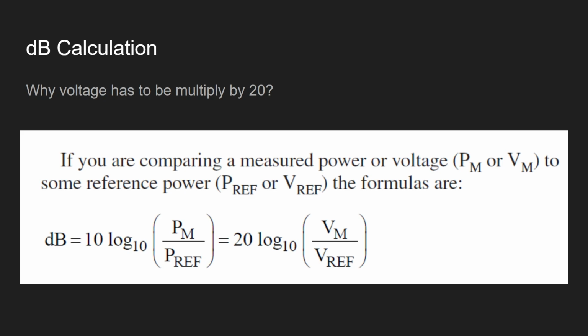Just think of it this way, otherwise it will be very hard to memorize why you have the 2. This is why you use 20 for voltage instead of 10. It's because of this one: the ratio is a power.